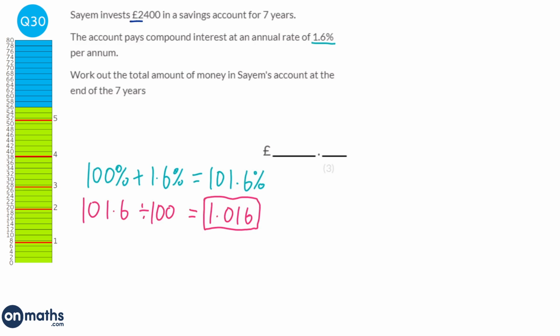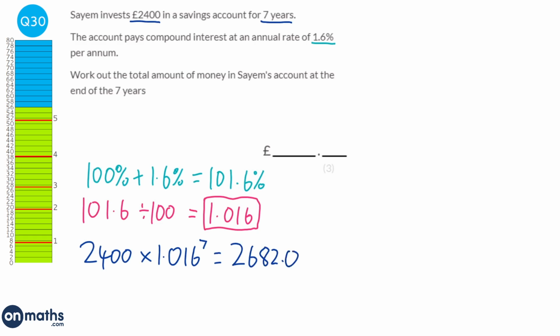Now, we're told that we start off with 2,400, that's our original amount, and to find out what it's going to be in the savings account at the end of the first year, we just times it by the multiplier, 1.016. But we're told that it's for 7 years that it's going to be in there. So we then times it by 1.016 7 times. Or, an easier way of doing it is 1.016 to the power of 7. When we do that, we get 2682.052 and so on, and because it's money we round to the nearest pence, so 2682.05.